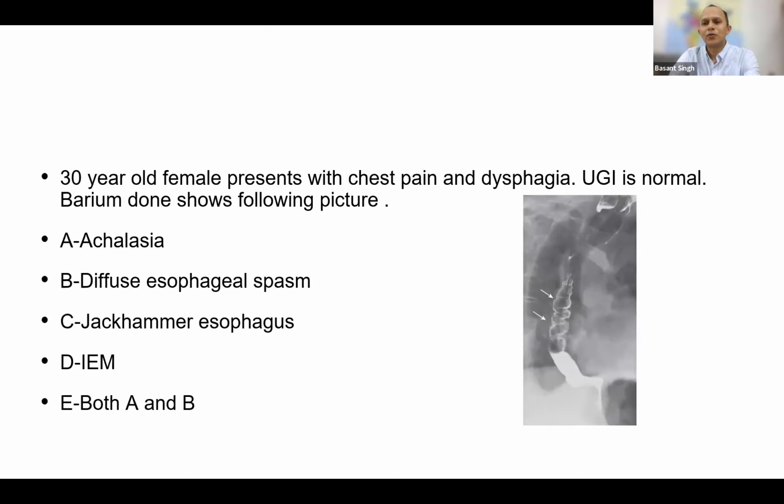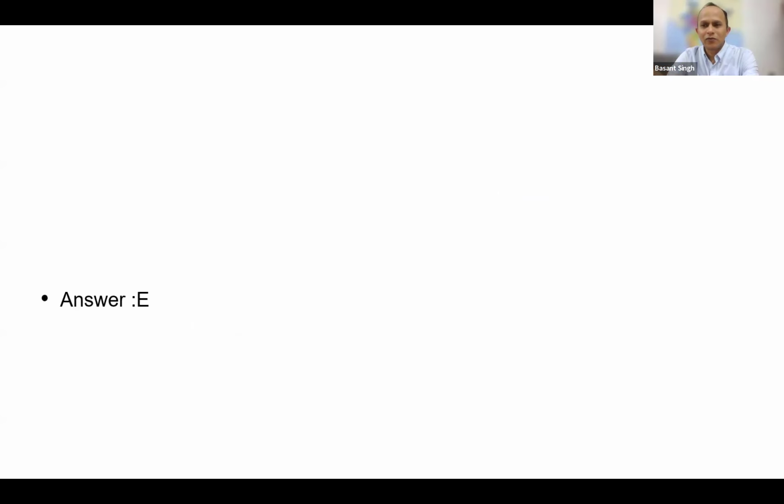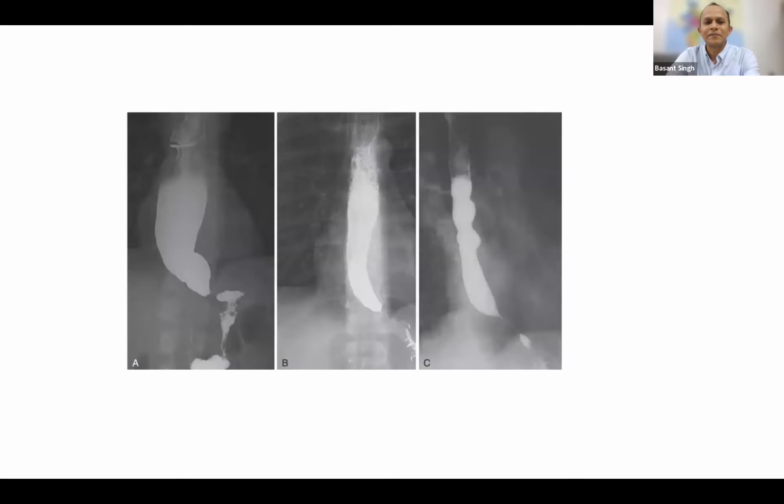That is why, if you want to diagnose DES, you have to do a high resolution manometry. You cannot diagnose DES based upon a barium picture of a corkscrew esophagus, because this is a tertiary contraction, and tertiary contractions are seen in a variety of motor disorders and even in normal individuals. If you have an old patient, you may see these tertiary contractions. So don't assume that if you have a corkscrew esophagus, it has to be DES. It can be achalasia also, it can be normal also sometimes.